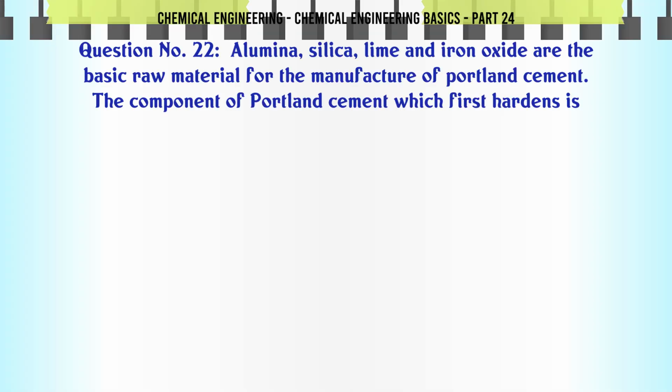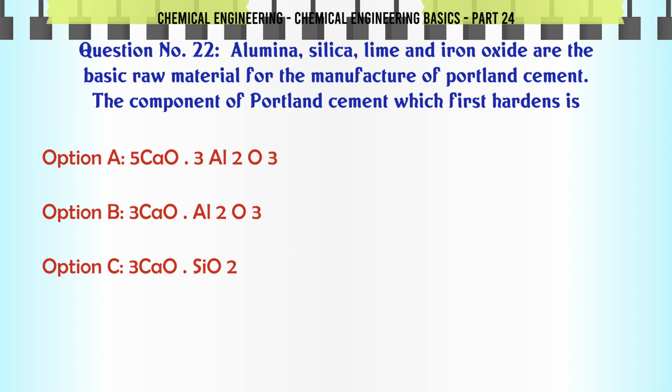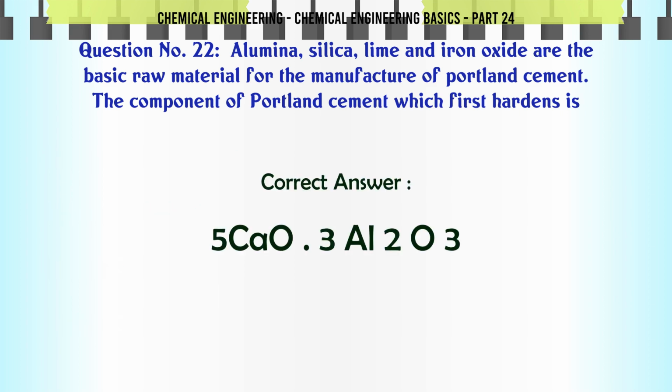Alumina, silica, lime, and iron oxide are the basic raw materials for the manufacture of Portland cement. The component of Portland cement which first hardens is: A. 5CaO·3Al2O3. B. 3CaO·Al2O3. C. 3CaO·CO2. D. 2CaO·CO2. The correct answer is 5CaO·3Al2O3.